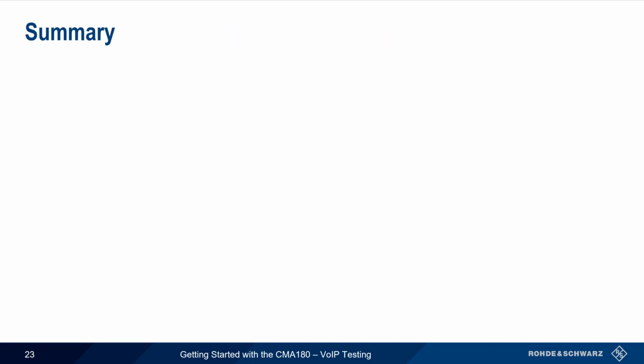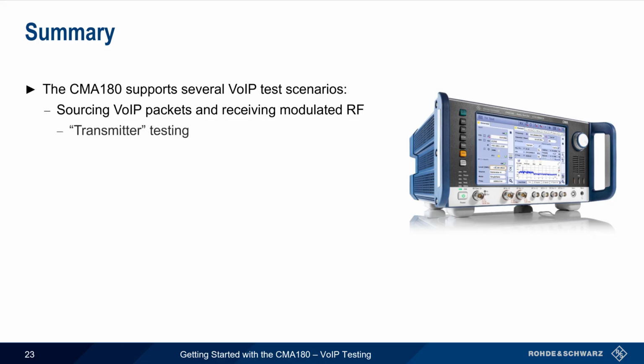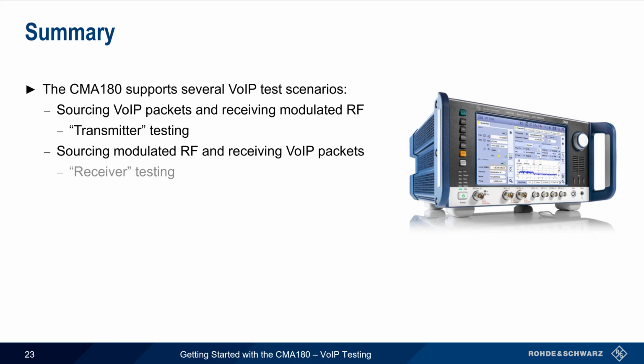Let's end with a brief summary. The Rohde Schwarz CMA180 radio test set supports several types of voice over IP or VoIP testing. The CMA can send VoIP packets to a device or radio under test and receive modulated RF, and this is referred to as transmitter testing. Conversely, the CMA can also source modulated RF and receive VoIP packets, and this is called receiver testing. We covered both of these scenarios in detail in this presentation.